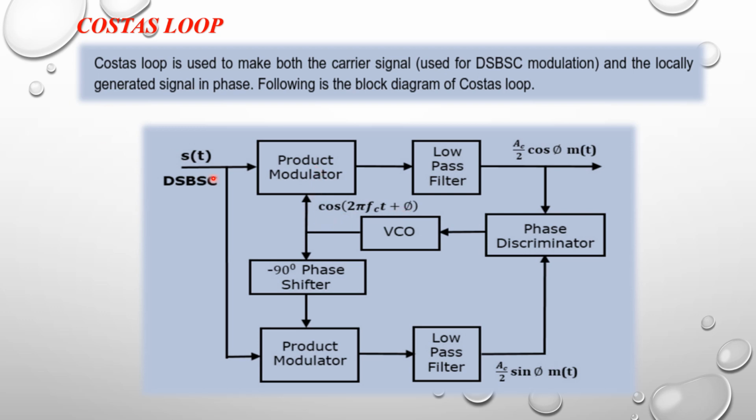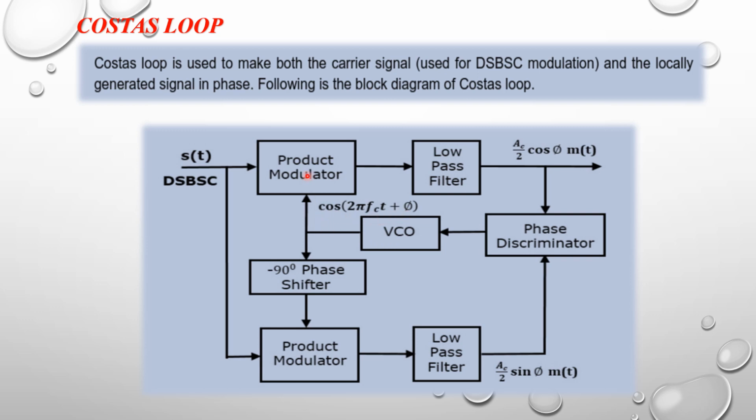and S of t is the DSBSC modulated signal. The single DSBSC signal is connected to the upper product modulator and the lower product modulator. So we know that S of t is equal to the message signal M of t into C of t. M of t is equal to Am into cos 2 pi Fm t, and C of t is Ac into cos 2 pi Fc t. We connect it to the upper and lower product modulators. So the VCO output is cos 2 pi Fc t plus psi.